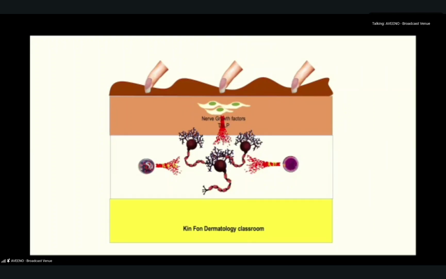As a result, the free nerve endings not only become more dense, they also become much more superficial. So they increase the density and also increase the superficiality of the free nerve endings.